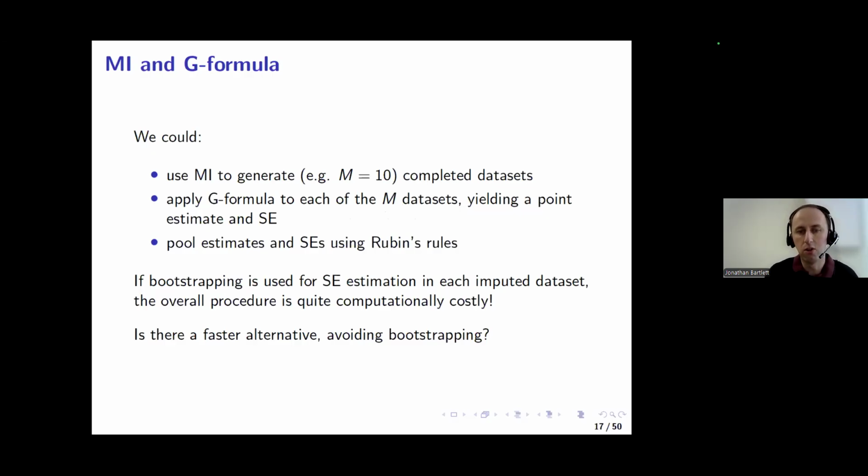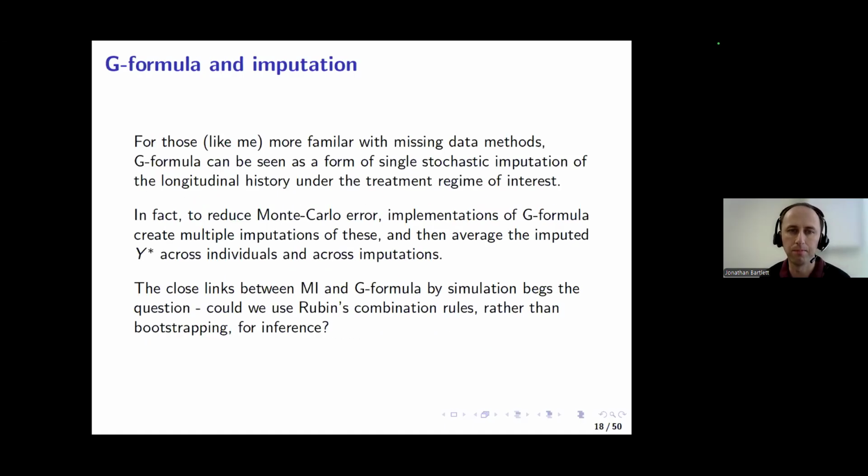So rather than having to use bootstrap sampling, say 1,000 times to estimate a standard error, we're now having to use, say, 1,000 bootstraps in each of these capital M data sets. And so the overall procedure of having bootstrapping nested within multiple imputations can obviously get quite computationally costly. So what we were playing about with is, can we find an alternative approach which avoids bootstrapping and therefore doesn't have such a high computational cost?